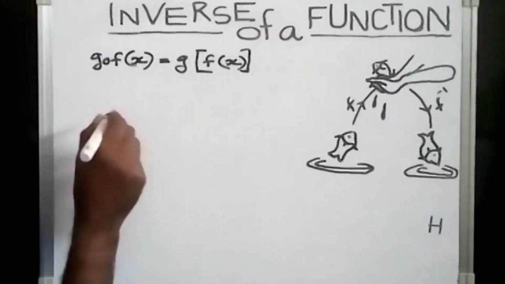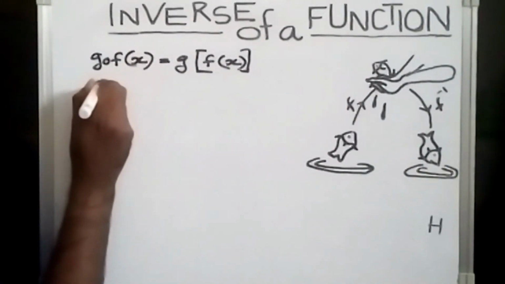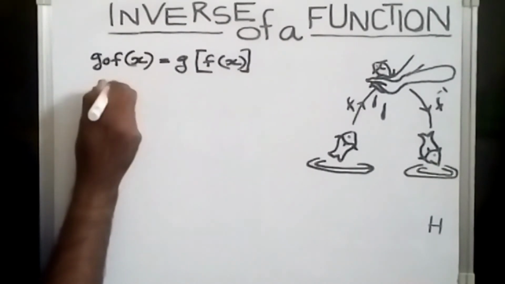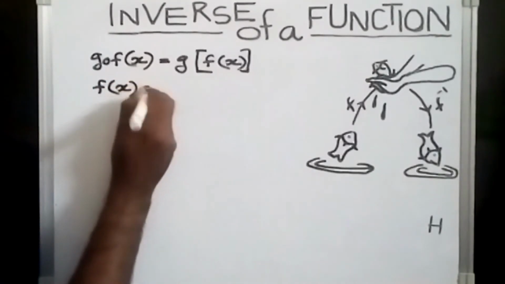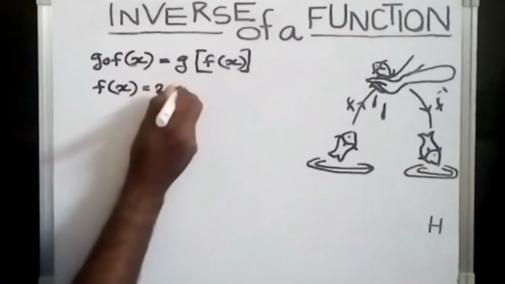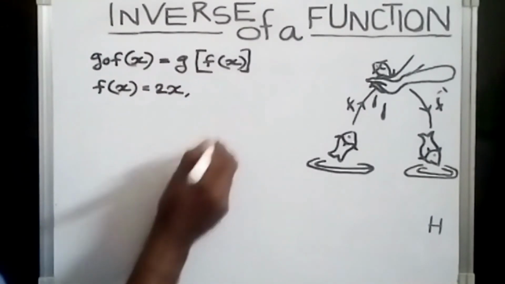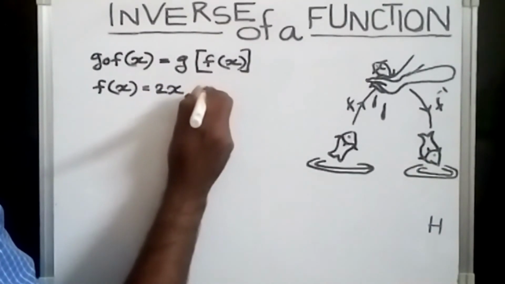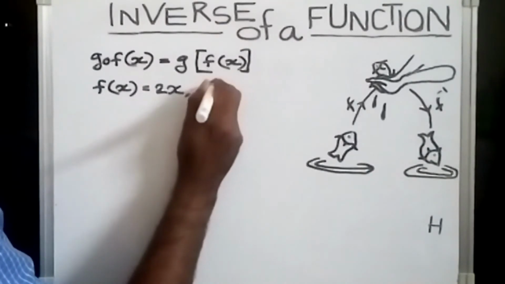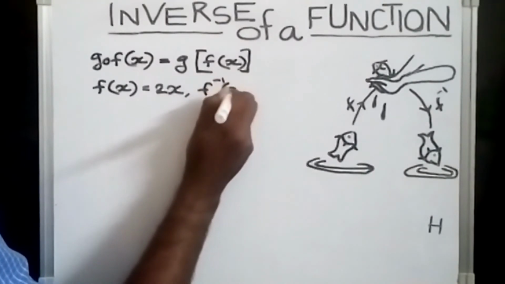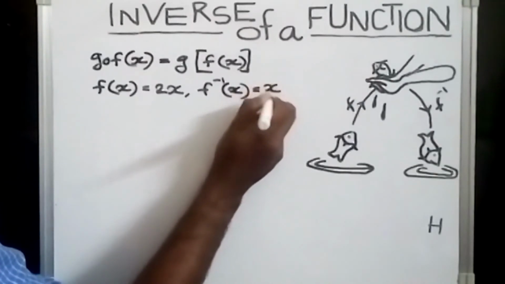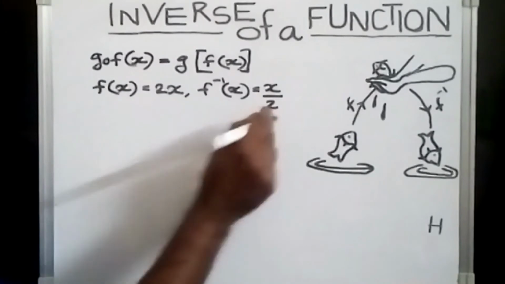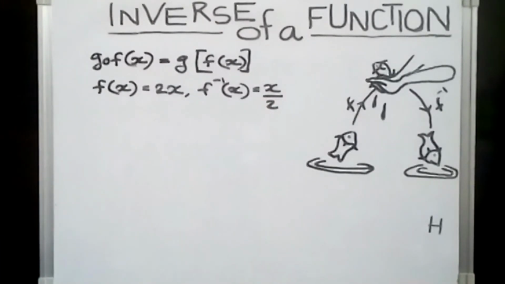Now, what happens if we take g as f inverse? For example, let f of x equal 2x, that we discussed in the previous example. g of x is the same as f inverse of x, and we have proved that f inverse of x equals x by 2, since f is doubling.